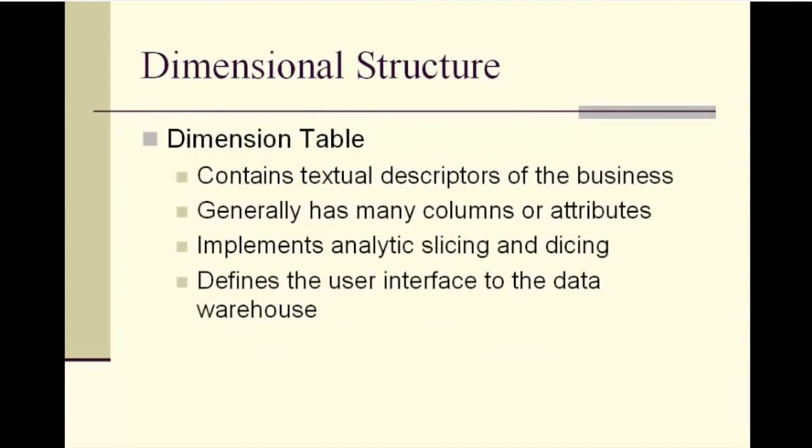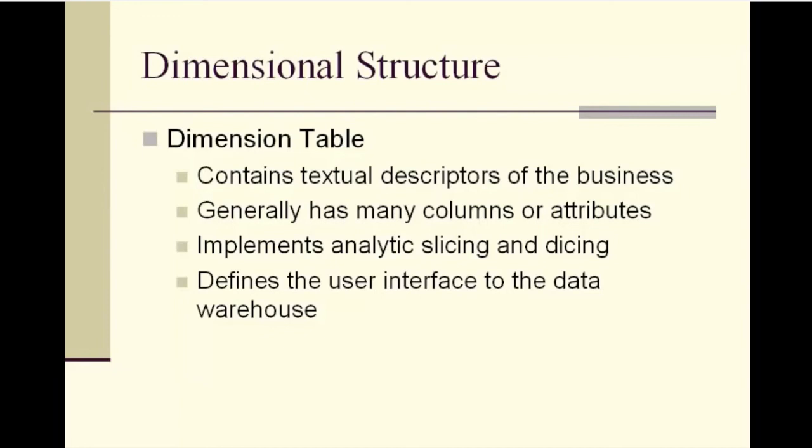Dimension tables, on the other hand, don't typically contain numbers per se or measures, but rather they contain the descriptors of the measures. What information? How is the business interested in analyzing that information? There are generally many columns in a dimension table and typically not so many rows, in contrast to the fact table.